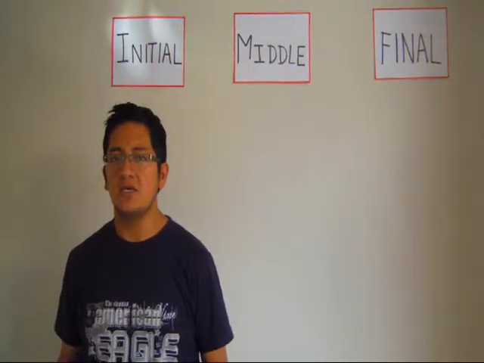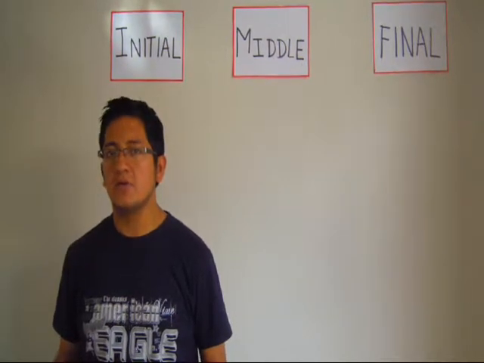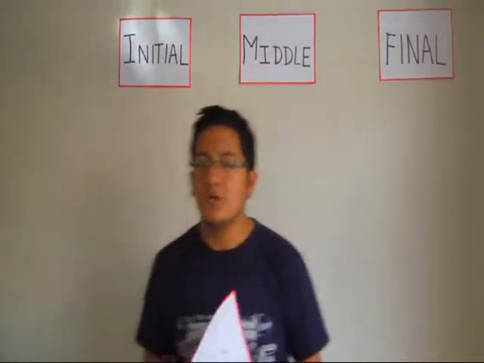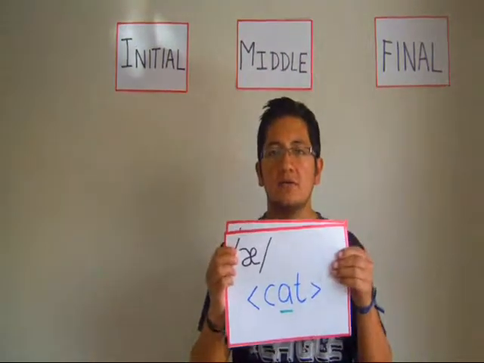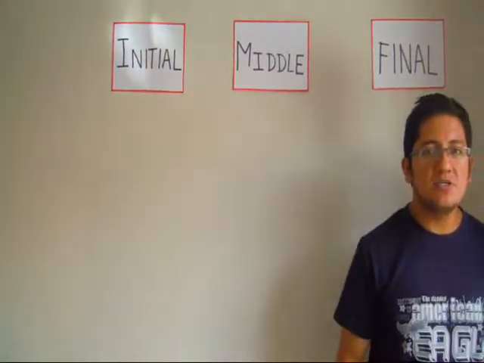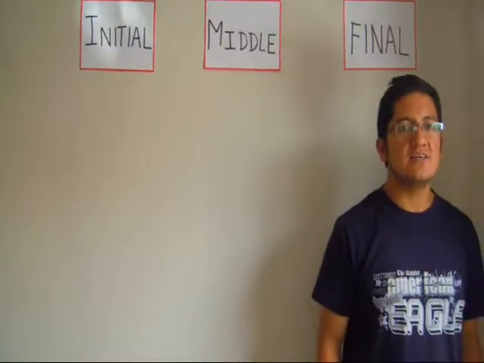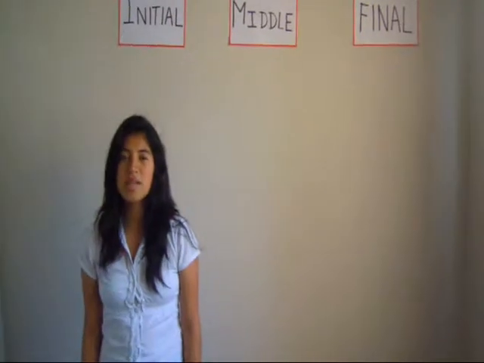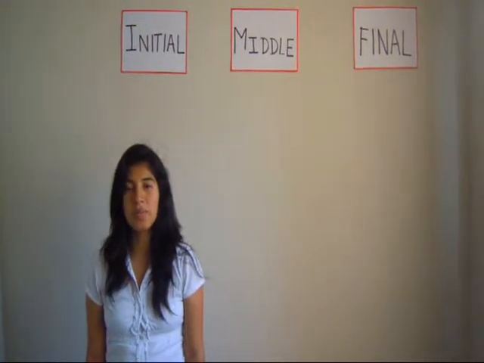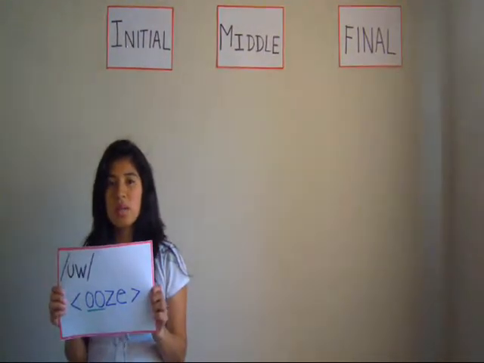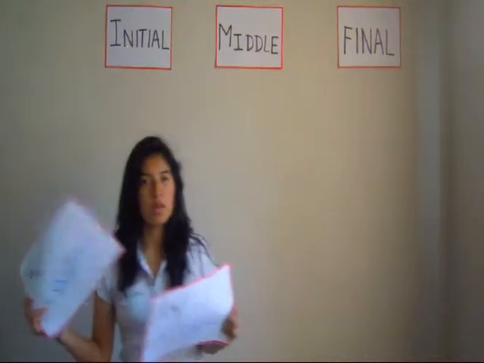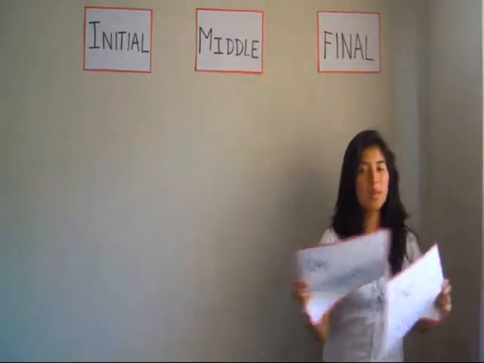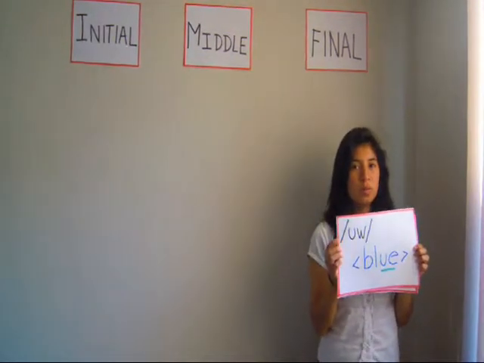The next one is N. For example, in initial position, apple. In middle position, cat. And in final position, this sound doesn't exist. The next sound is U. In initial position, us. In middle position, hull. And in final position, blue.